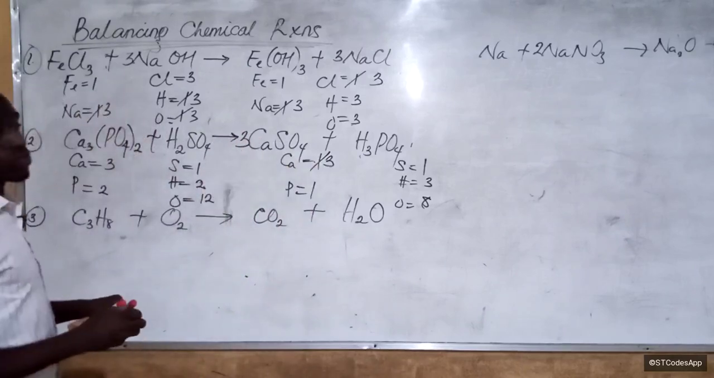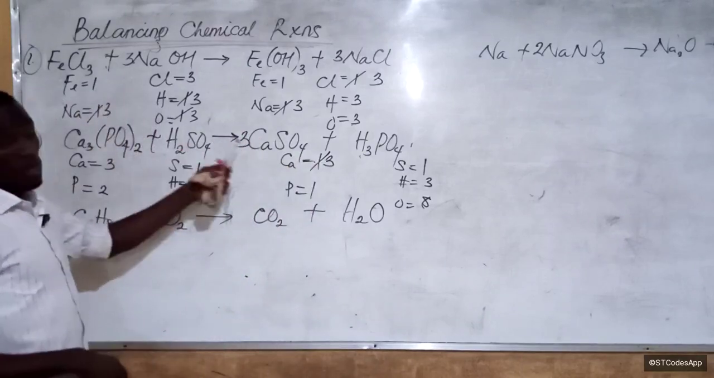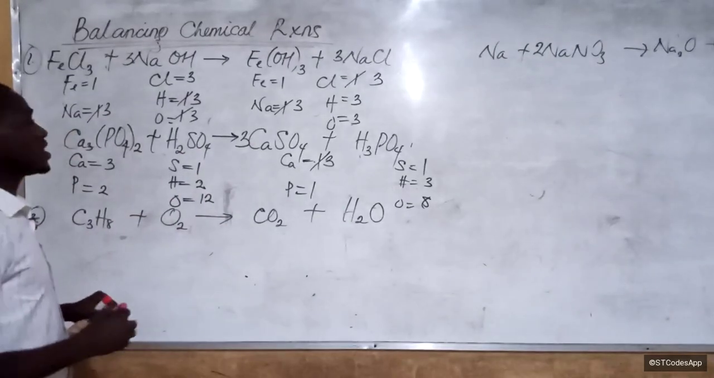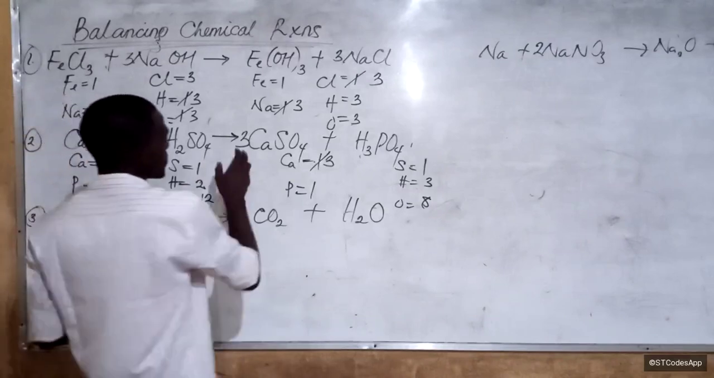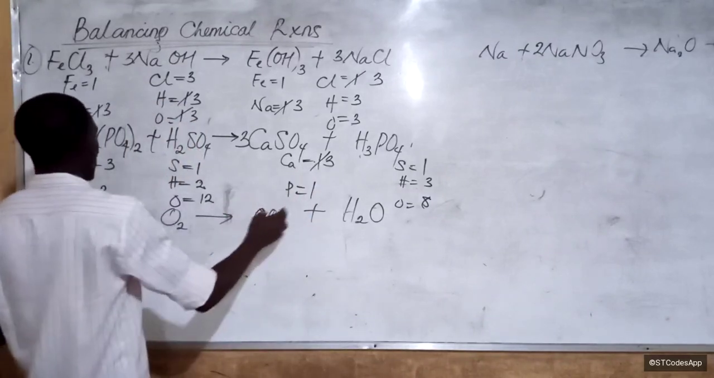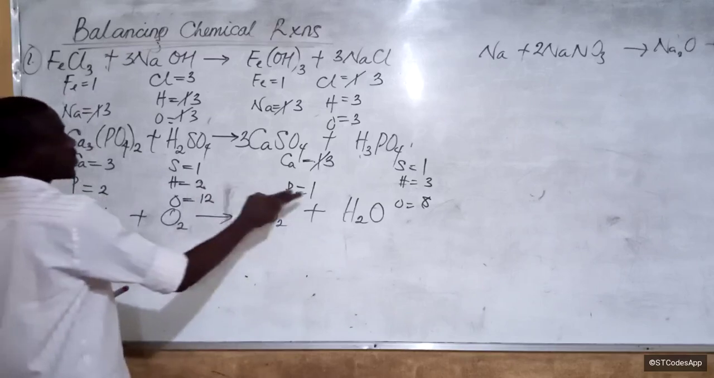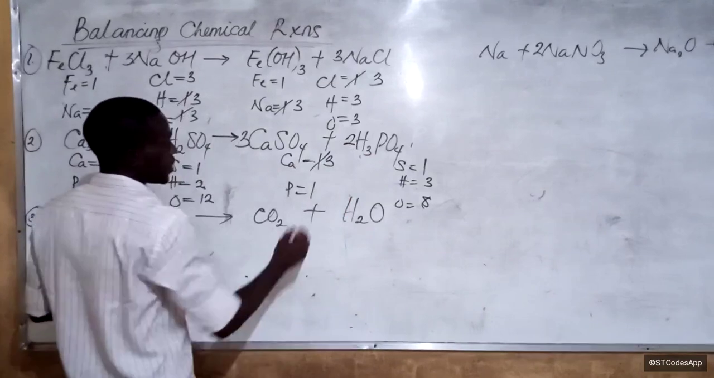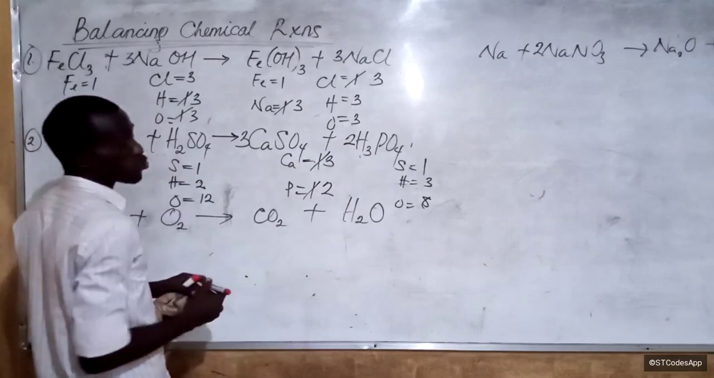Now you can always do this one with pencil first, so that if you make any mistake, you can easily annul it. So we have 3 here, 3 here. Now 3 calciums. Now let's go to the phosphorus part. We have 2 here and we have 1 here. So what do we do? We can come and put 2 here. By putting 2 here, phosphorus becomes 2 already.